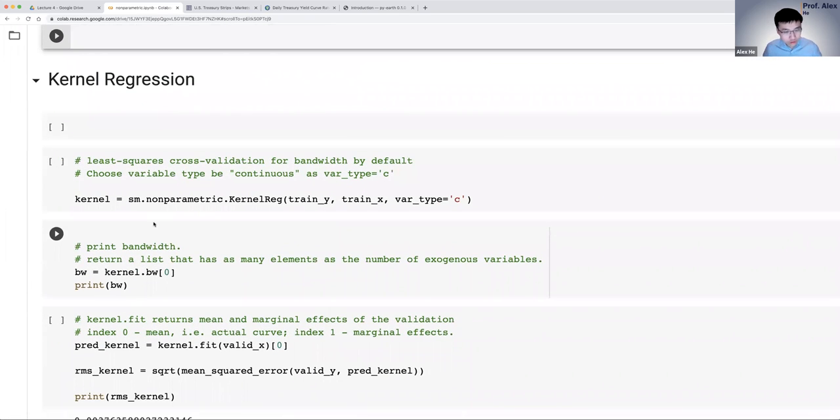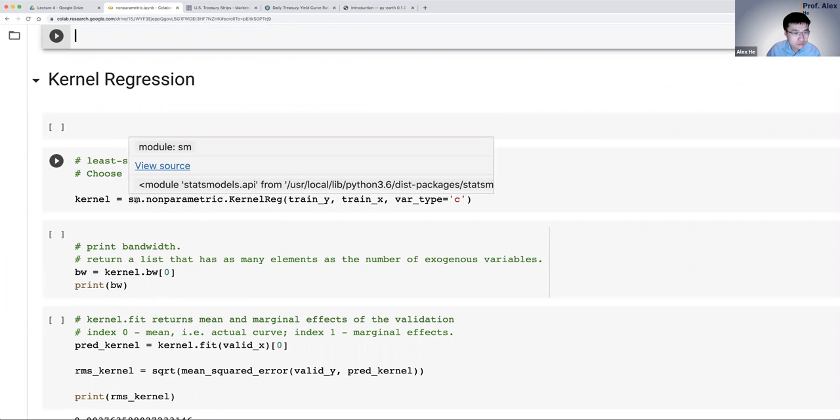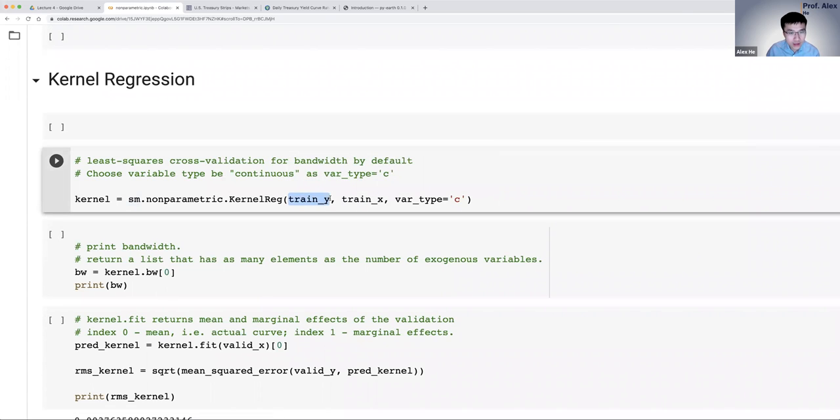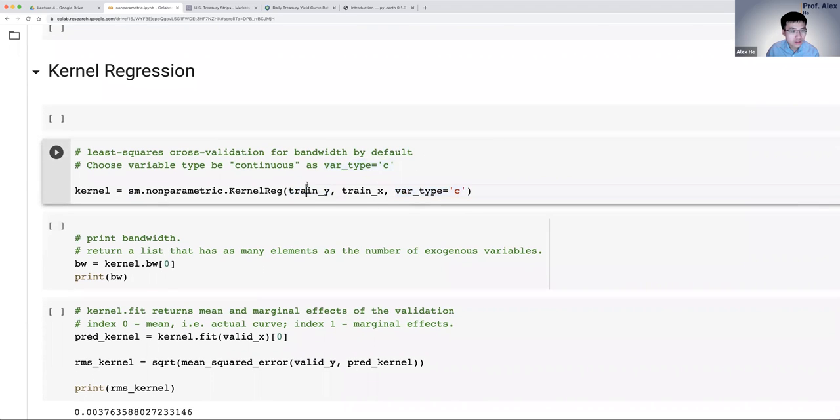So for the kernel regression, you have a function in statsmodels, and you can just fit that to the training data set. You choose the variable type to be continuous, and that will use cross-validation to optimally choose the bandwidth, okay?